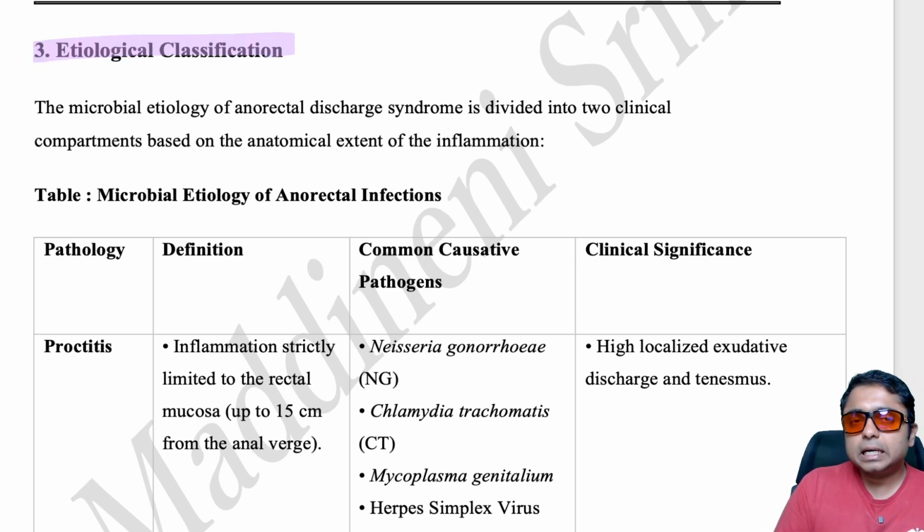Now, etiological classification. We have 2 possibilities, one is proctitis and the other is proctocolitis. The microbial etiology of anorectal discharge syndrome is divided based on these 2. What is the basis of this? Again, the differences in the extent of involvement of the rectum and anus, and also the organisms and the clinical features. We are going to see them one by one.